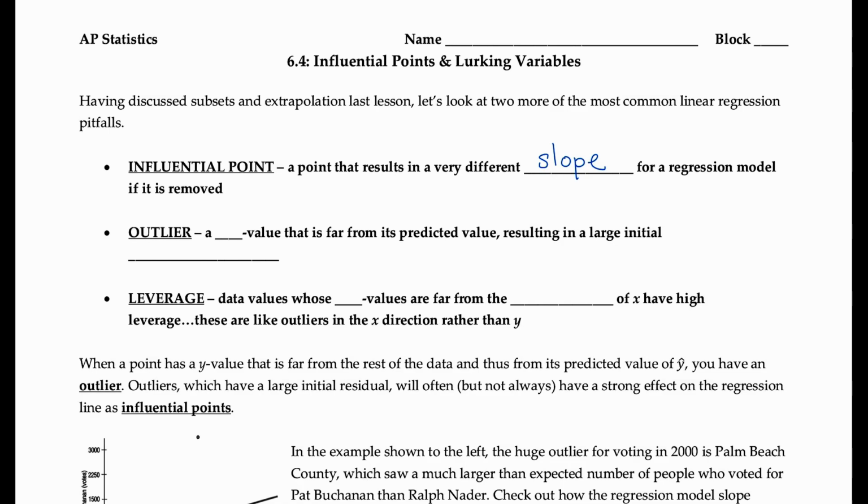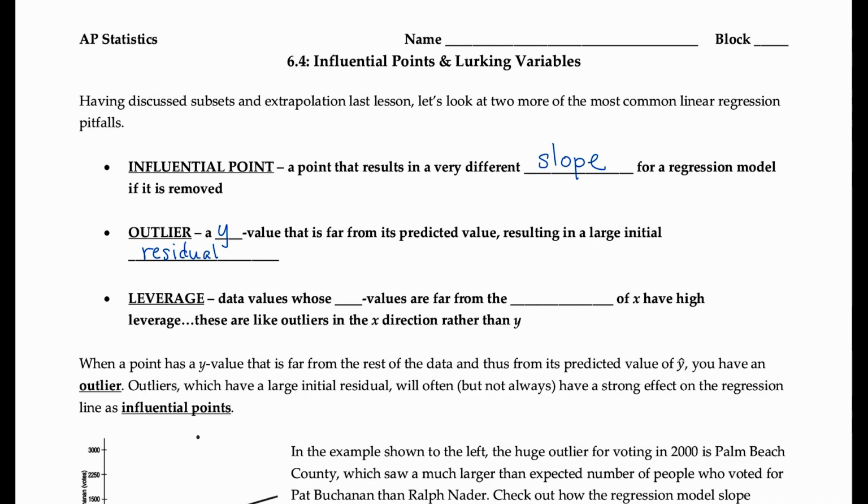Outlier, we've talked about that before, and we've been just sort of saying it appears to be an outlier. The actual strict definition in a scatter plot is that an outlier is a Y value that's very far from its predicted value, which results in a large initial residual. So a large residual is the indication of an outlier. And again, there's degrees to that. How large is large? Well, you can have a vast outlier. You can also have one that's sort of an outlier. There isn't really a benchmark necessarily for this.